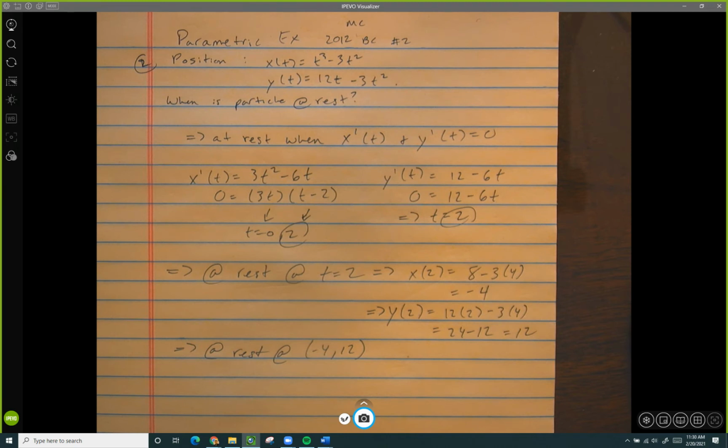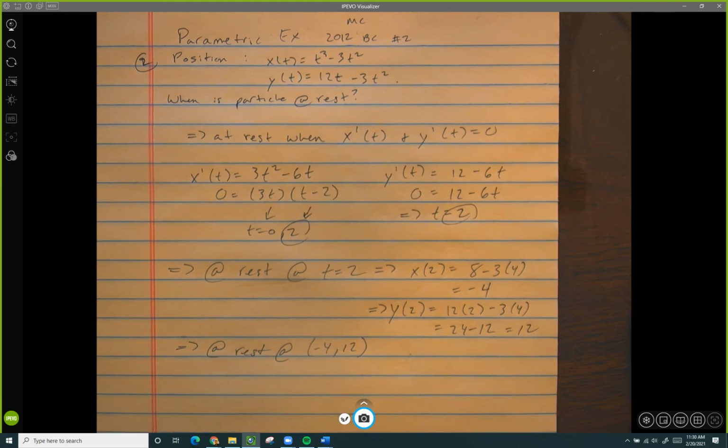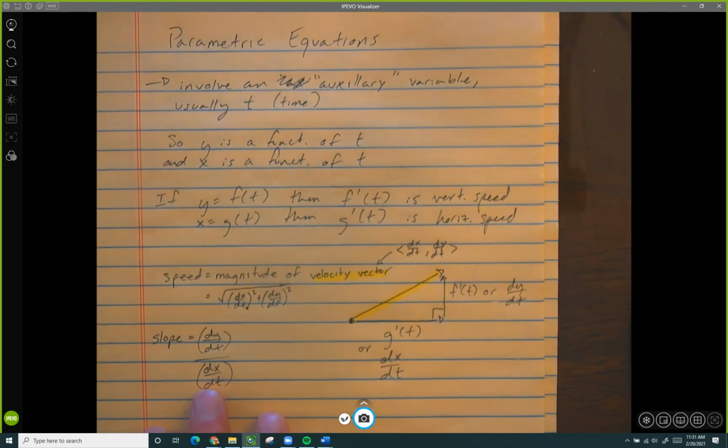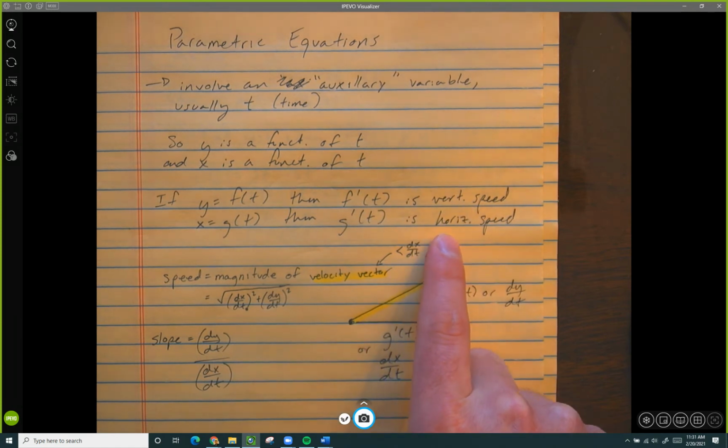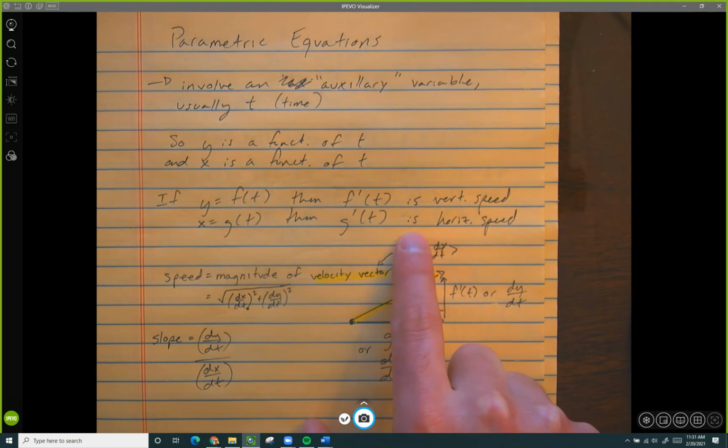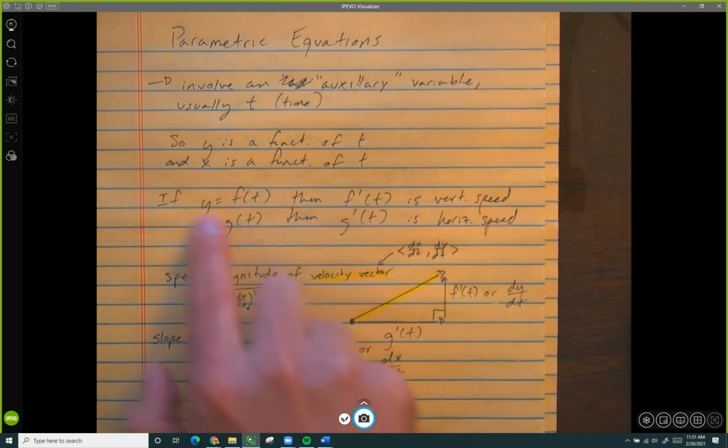Mr. Gordon, I have a question. Go ahead, Joseph. For this problem specifically, I'm curious how it is related to the notes that we took, because we mentioned the slope being the derivative of y over the derivative of x, but we didn't necessarily do any of that, unless I'm mistaken. Well, we want the velocity vector to be 0. So we need the vertical speed to be 0 and the horizontal speed to be 0. So we didn't really need to go below those notes. This part of the notes answered it for us.